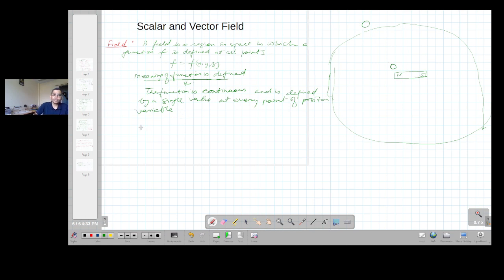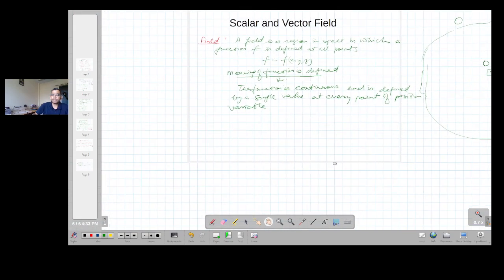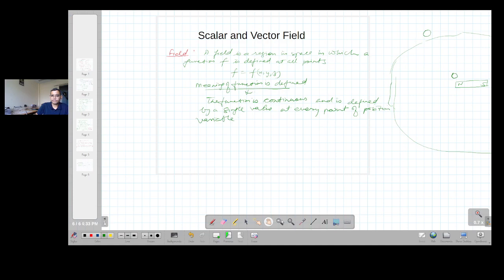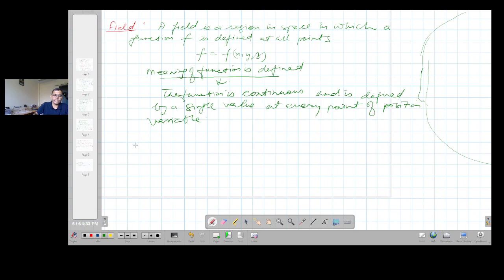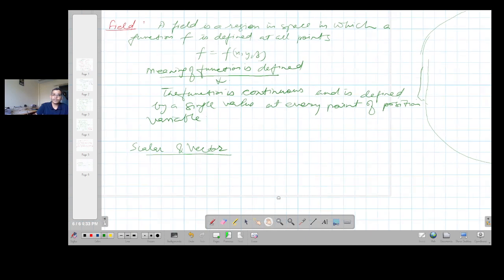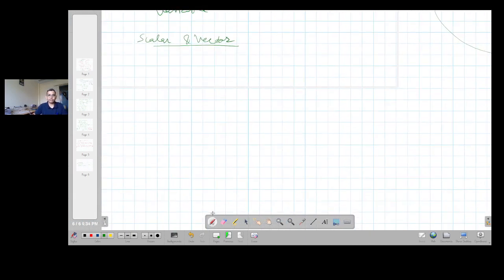Now, since we have two types of quantities, scalar and vector, corresponding to scalar quantities we have scalar fields, and corresponding to vector quantities we have vector fields. So let me now define the scalar field along with an example. Let us talk about the scalar field.